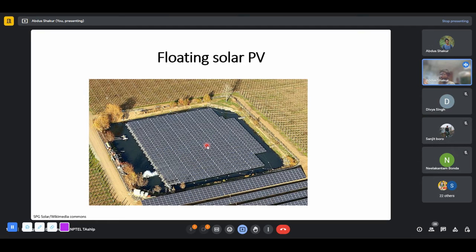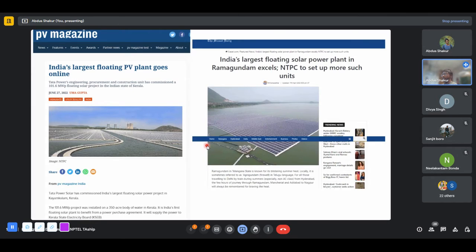But yeah, there is a different procedure by which the floating solar panels are installed. And yeah, there are these larger, very big solar plants that have been installed. Earlier, India's largest plant was in Kerala, but now I think it's Ramagundam's floating power plant in the reservoir.